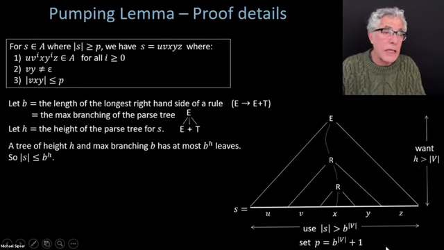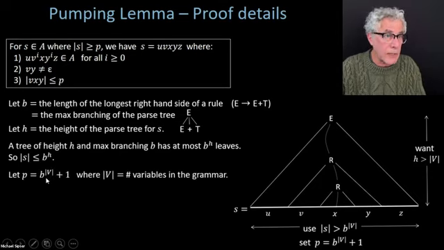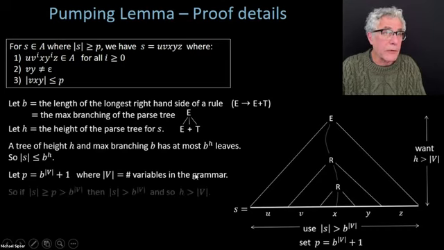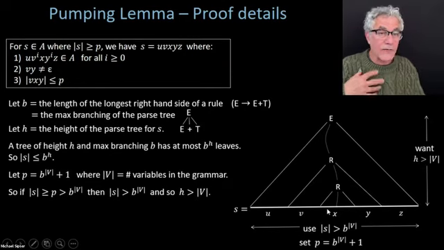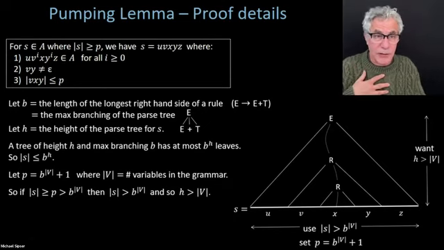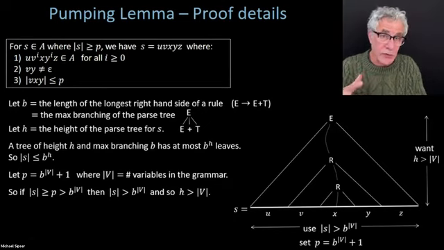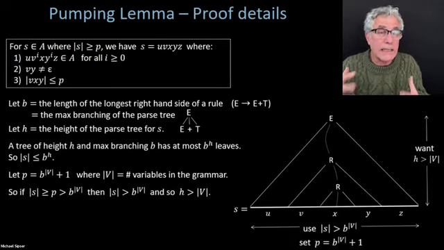So you're going to set p to be 1 more than b to the |V|. And so if S is at least that length, this whole thing is going to kick in and you're going to get that repeated variable. So let p be that value, where V is the set of variables in the grammar. And so if the length of S is at least p, which is greater than b to the |V|, then h is going to be what you want to make this thing work. If you don't follow those inequalities, I sympathize with you. I would never follow that either in a lecture. But I hope you get the idea.